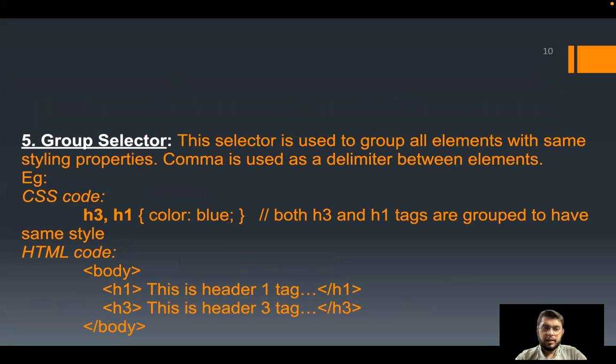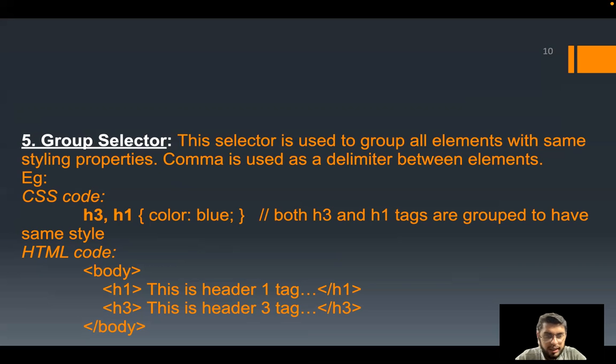In this group selector, if we have a common property that we want to apply for two same tags, then we club it. This selector is used to group all elements with same styling property. Comma is used as a delimiter between elements. The comma is used to separate it. Let's go to first the HTML part. Here we have body tag, the H1 and H3 tag. This is header tag 1. This is the content. Don't need to look into it.